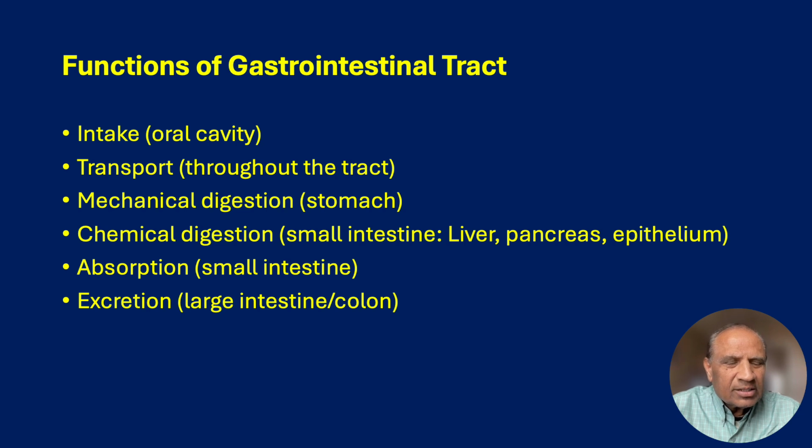And there are two types of digestion. First is mechanical digestion, that is mainly in the stomach, and then chemical digestion, that is digestion of food by different enzymes. The organs involved are the small intestine, where the bile from the liver, the digestive enzymes from the pancreas, and the intestinal epithelium, which has some enzymes, help in digesting the food, and then absorption of these nutrients from the small intestine. And the last part is excretion of undigested food from the large intestine or the colon.